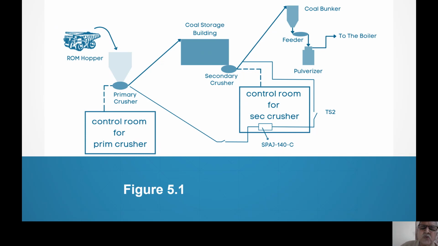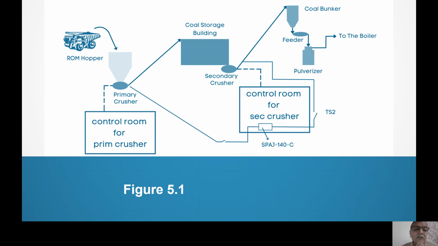The definition is 200 BS mesh. BS means British Standards, and that is the size of the mesh. Small powder will come out. Big particles should not come out because the small powder will burn faster in the boiler. So this is the situation in the power plant.